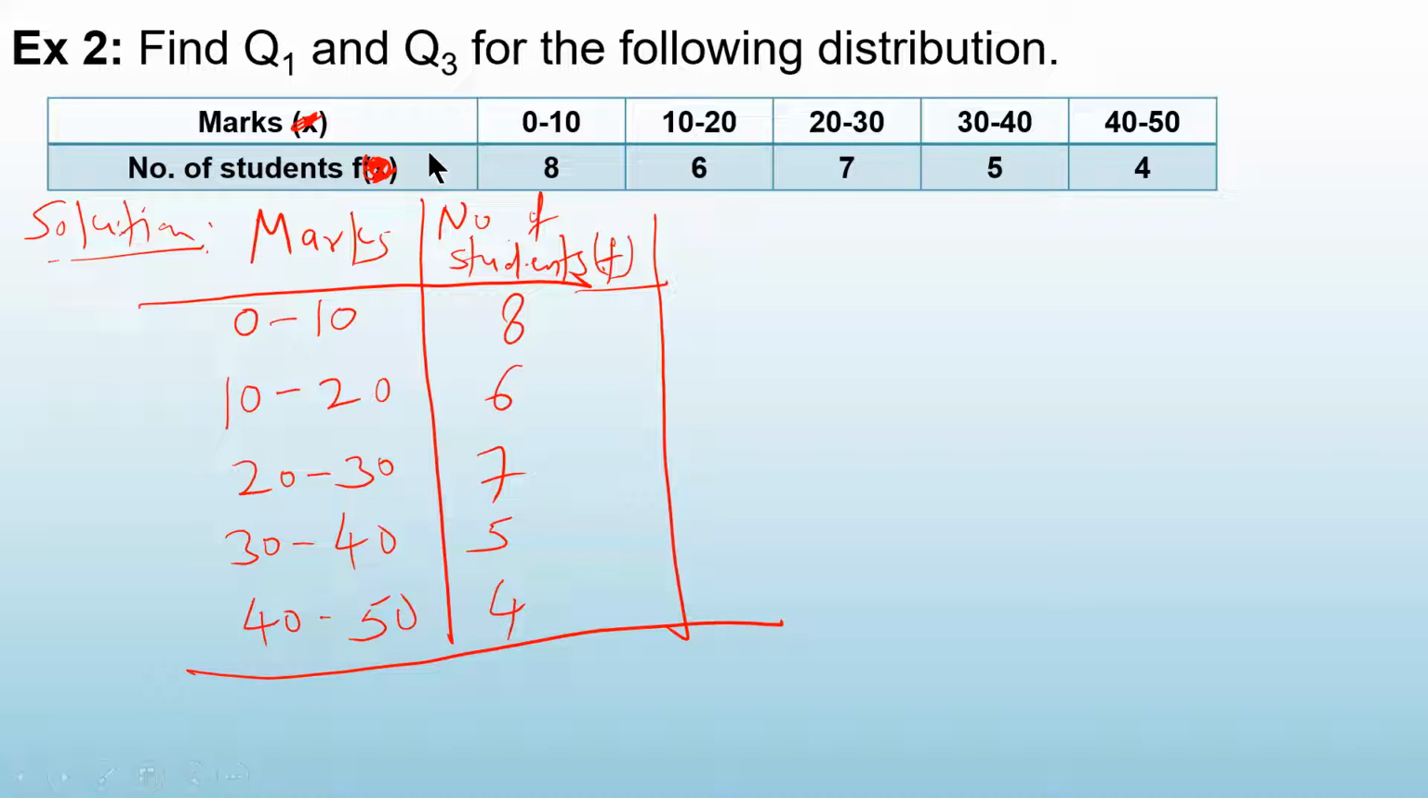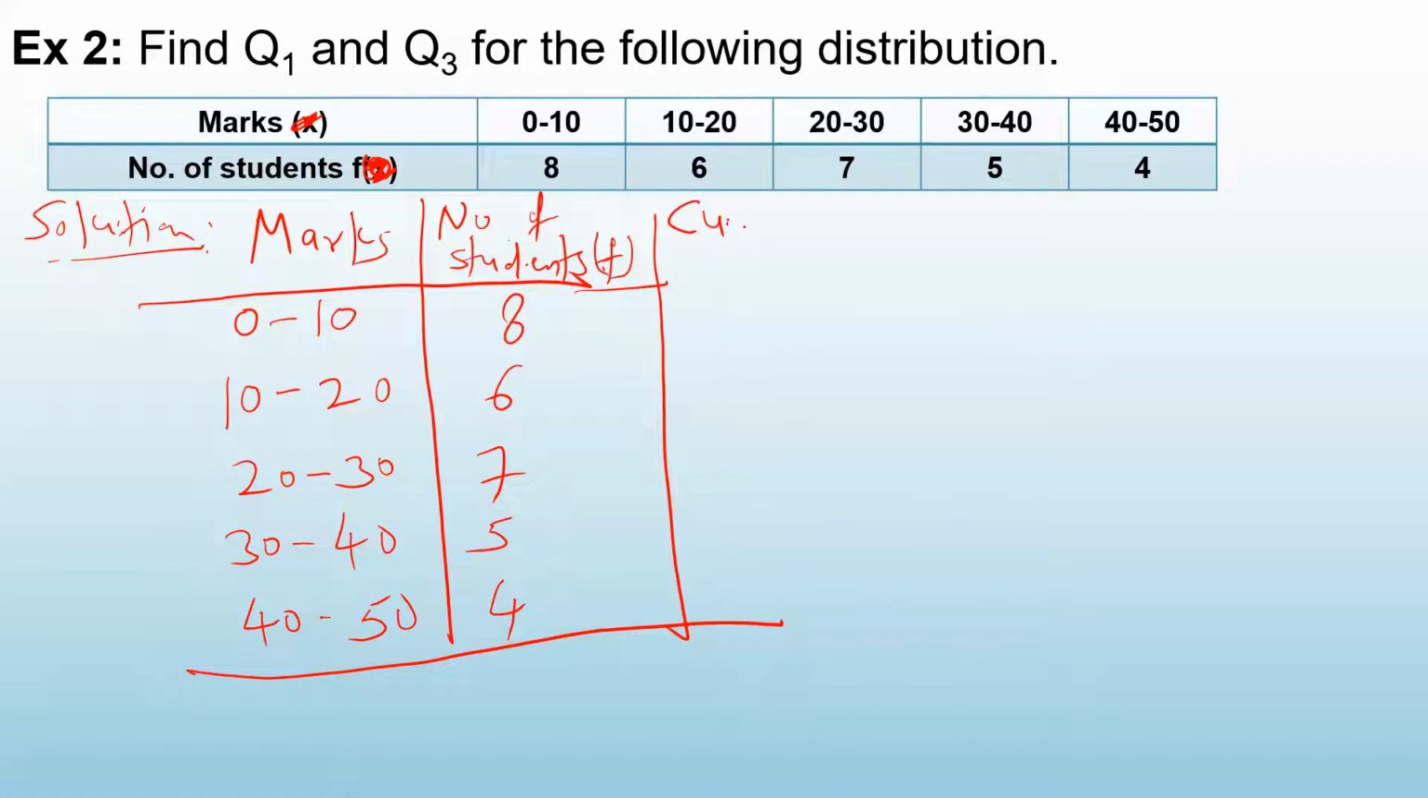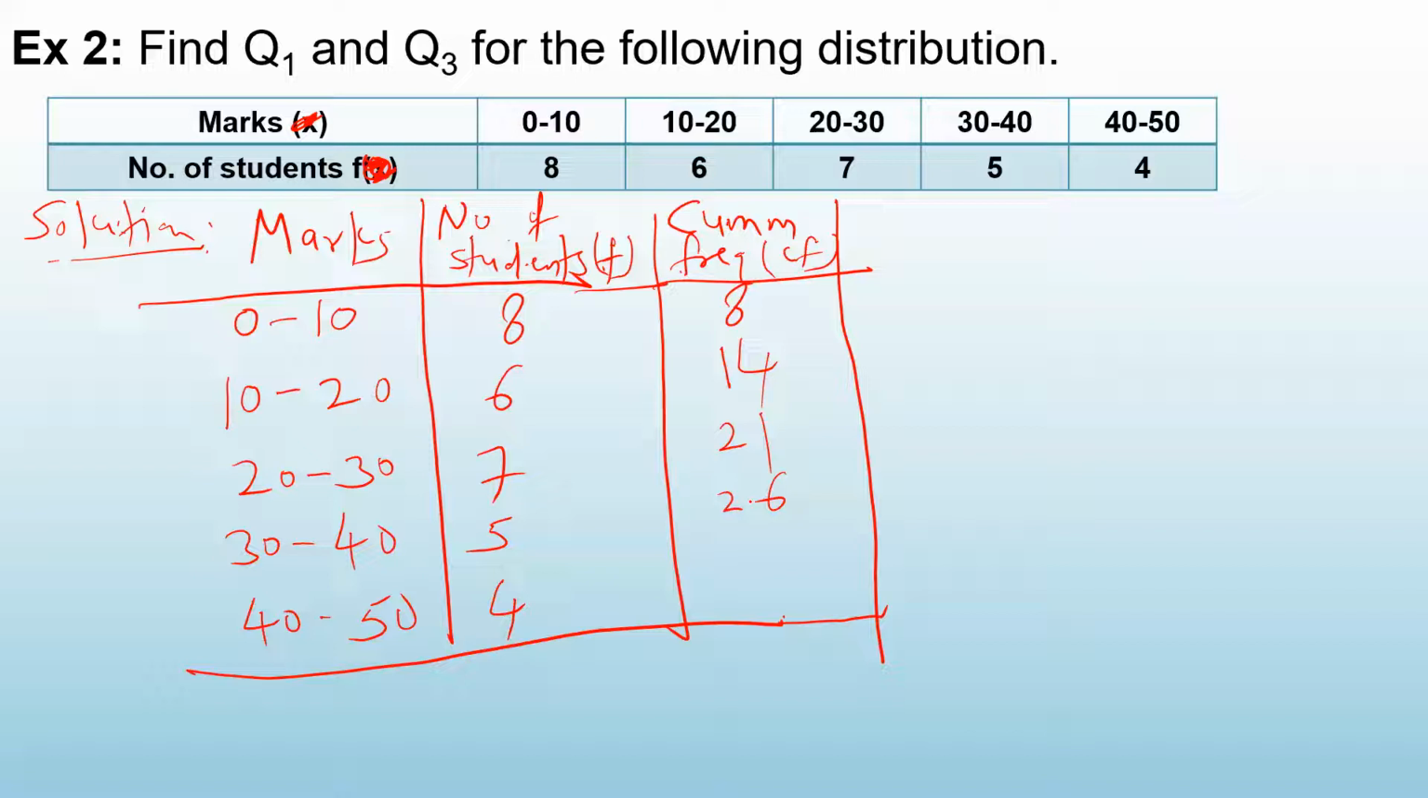Okay. To find Q1 and Q3, what is my first step? Find cumulative frequencies. So prepare another column for cumulative frequencies, which we call CF in short. Now I think by this time everybody has become perfect and can quickly complete this column. So for the first one, it is the same, 8. For the next one, 8 plus 6, how much will it be? 14. Plus 7, 21. 21 plus 5, 26. And 26 plus 4, 30. So we have prepared this one.